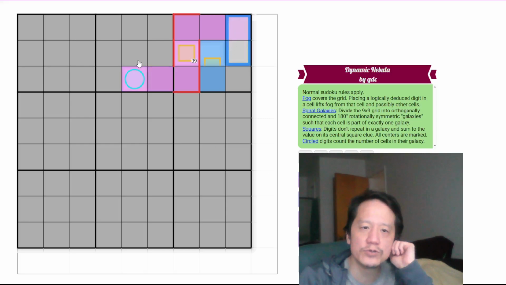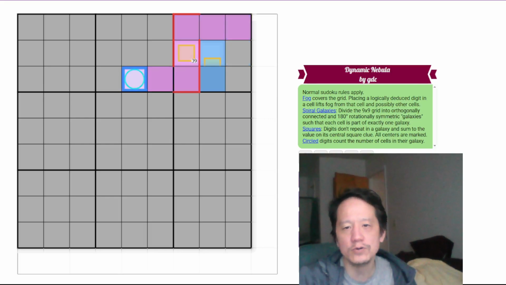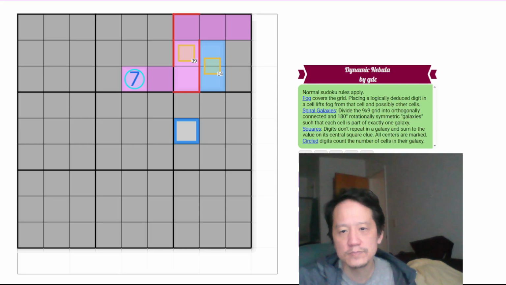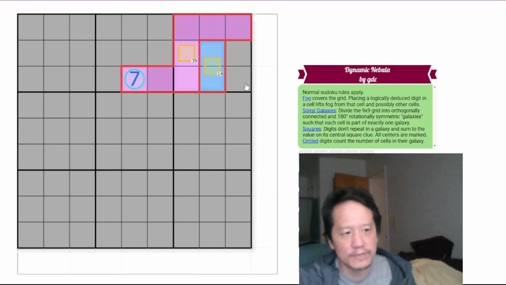If we tried to include another digit here to be rotationally symmetric, it would have to go here, and that would be 9 digits, so that doesn't work. We know this is 7 in size then for this galaxy. So this is a 7. And it has to be this way. Well, this galaxy is limited here. So because it has to be, it cannot extend any further out this way. It adds up to 14.